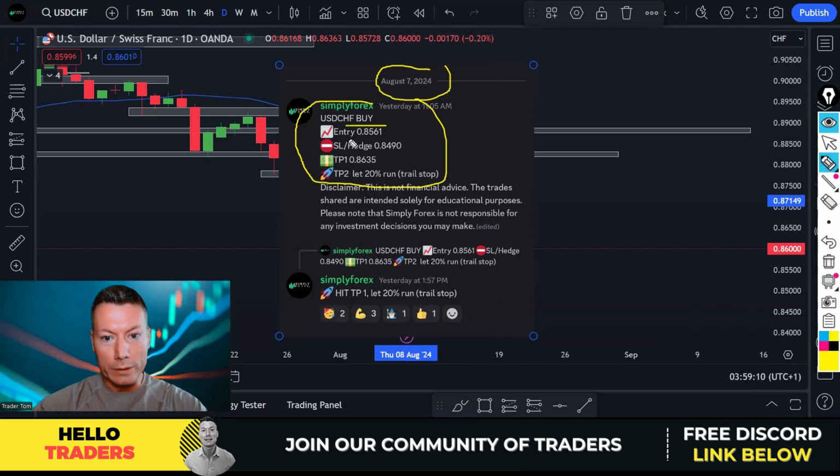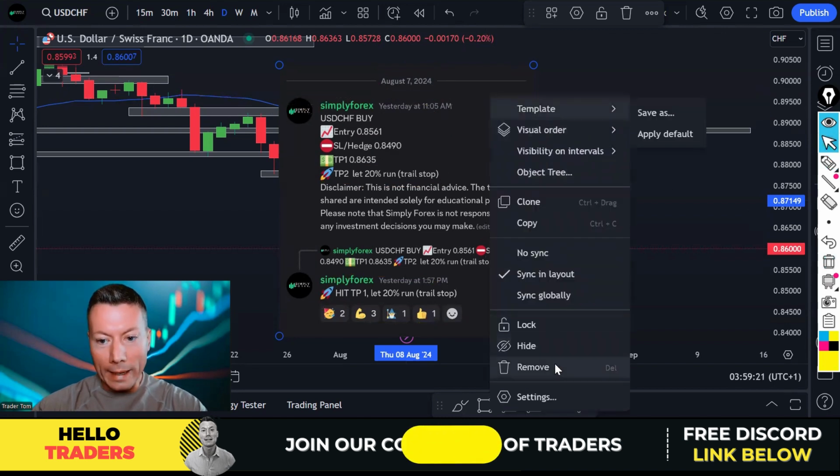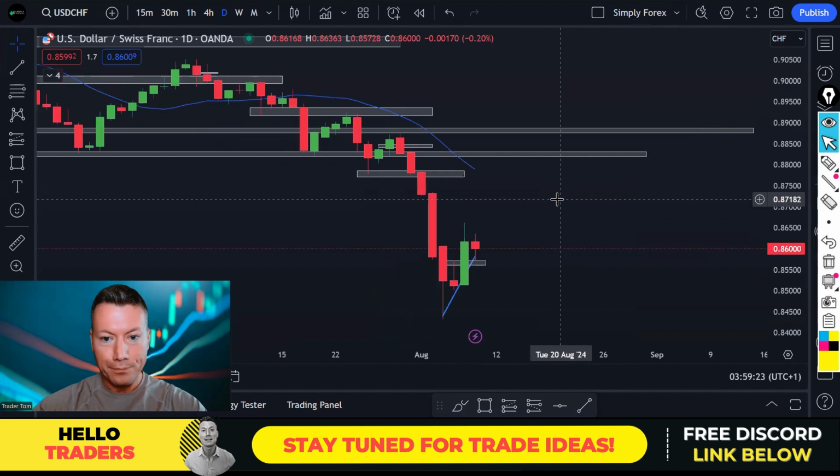Buy US dollar Swiss franc, entry, stop loss, take profit. And as you can see, I hit target. Okay, so it was a successful trade, guys. So let's understand why it was successful, right?